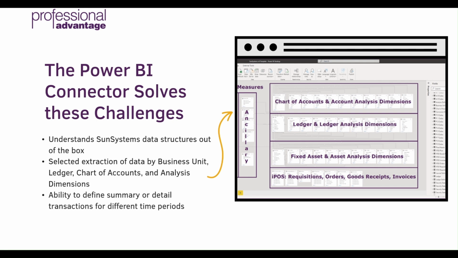So the Professional Advantage Power BI connector solves these challenges that I've been mentioning so far. It presents all of the SunSystems data structures with the linkages, etc., into the Power BI desktop, with the fields being shown in a logical fashion. And of course, you can then alter that template model once it's in and add any additional data that might be required from other sources using the standard Power BI functionality.